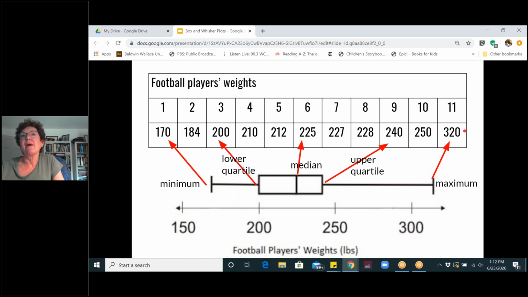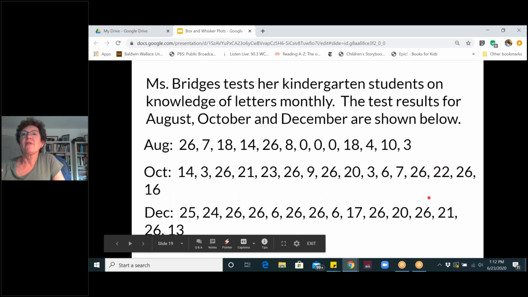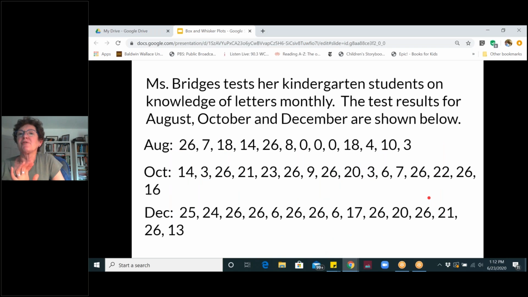So if I wanted to compare the football players' weights between the Browns and the Broncos, this would be one data set for the Browns, and that would be one data set for the Broncos. So here's another data set, and this looks like a lot of numbers, but we're not going to read through all those, so just hang on.